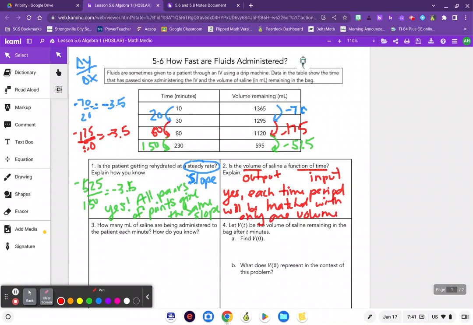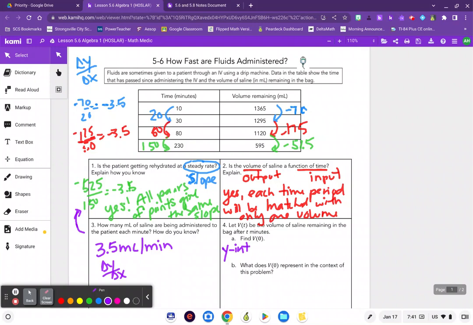3 says, how many milliliters of saline are being administered to the patient each minute? Well, we actually found that part up here. The bag is losing 3.5 milliliters. That means that the patient is gaining 3.5 milliliters per minute. How do you know? We did that change in y over change in x. Okay. 4 says, let V of t be the volume of saline remaining in the bag after t minutes. Find V of 0. And V of 0 means that we're actually trying to find the y-intercept.